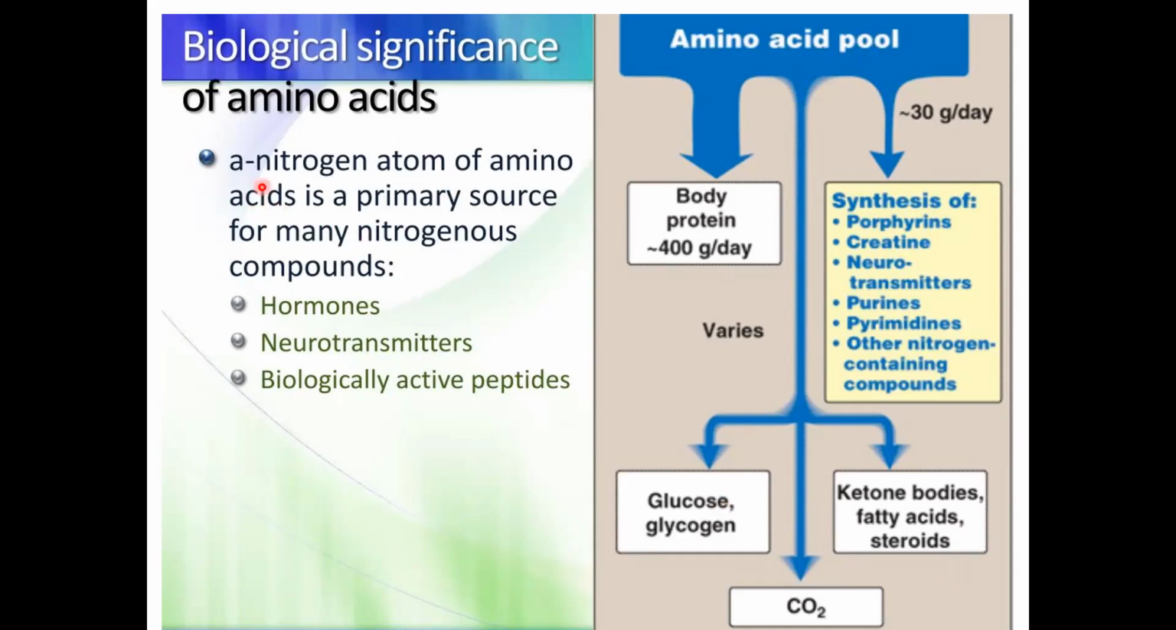So what is an amino acid? It is a nitrogen atom containing compound, and its nitrogen atom is the primary source of many nitrogenous compounds. Hormones are going to be formed, neurotransmitters and biologically active peptides.